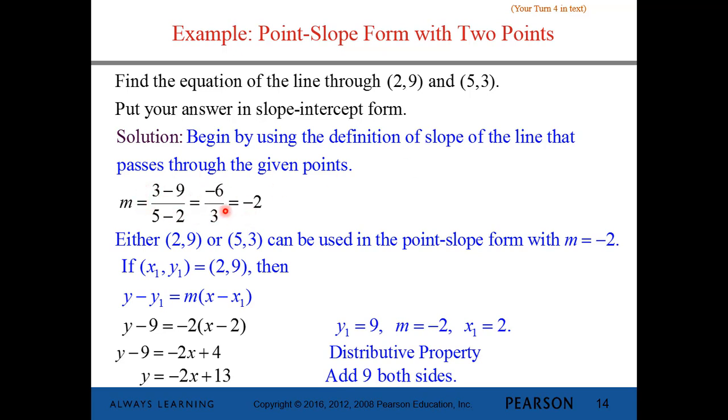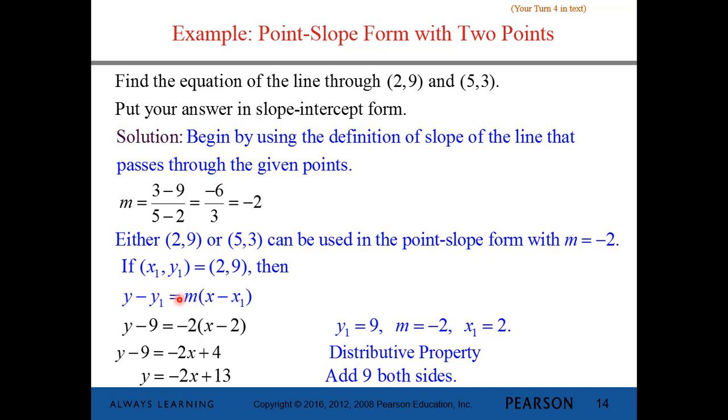Now that we've got the slope, all we need to do is use one of the 2 points. It doesn't matter which point we use because they're both on the line. They're both part of the line. So it doesn't matter which one you use. So what they did was they used 2, 9. But you could have easily used 5, 3. So now look what they did. They started with the point-slope form. Okay, so look what happens here.